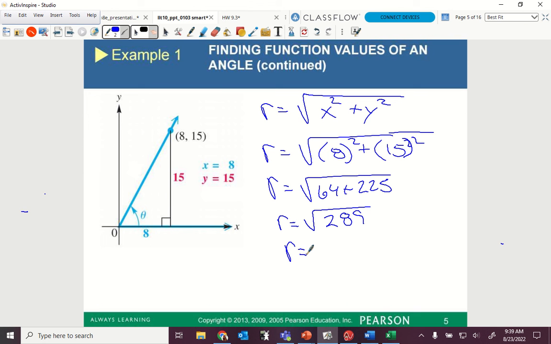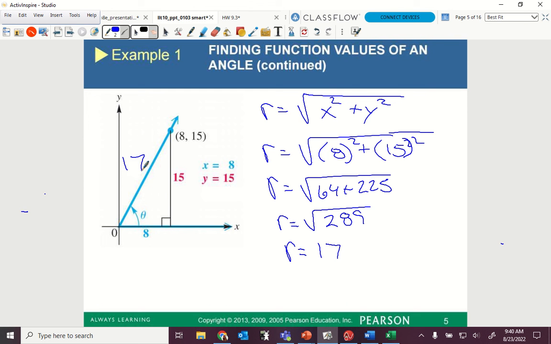You have calculators. 17. The square root is right above it. Okay, 17. All right, it's going to be 17.